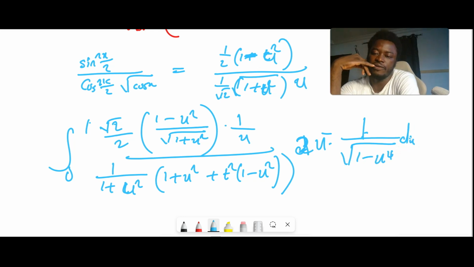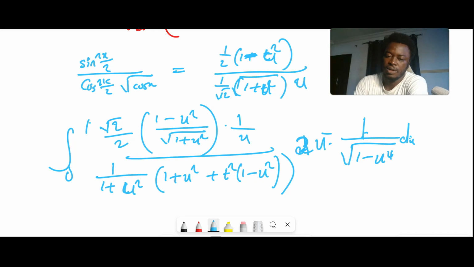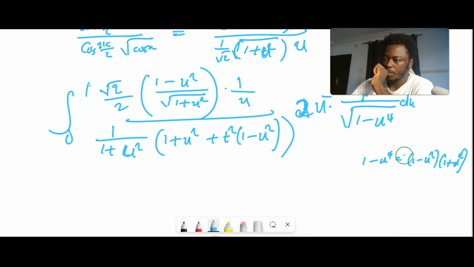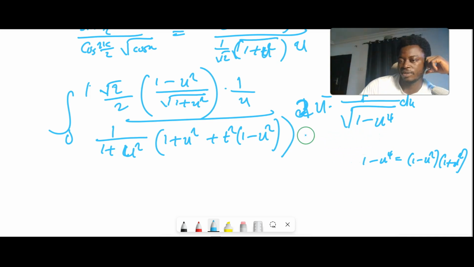So this square root of u to the fourth, now we can cancel it. We could write 1 minus u to the fourth as 1 minus u squared times 1 plus u squared at the bottom part here. Then we can separate it into two square roots. On the other hand, here we have a square root of 1 plus u squared, so they multiply out to get a 1 plus u squared.